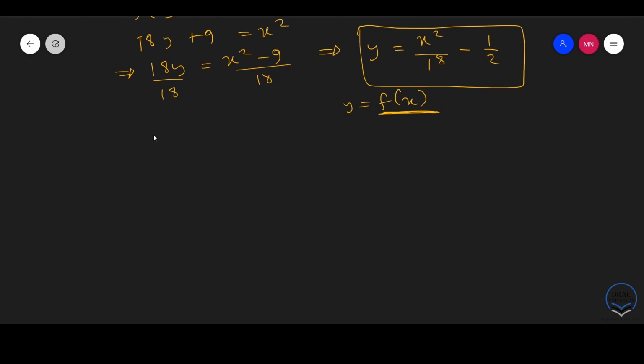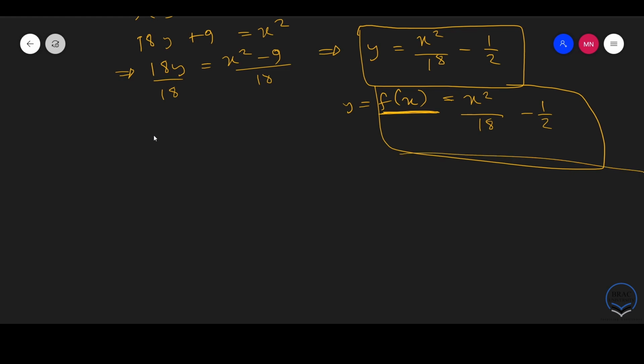But we can see that in our inverse function, f of x, which is equal to x squared over 18 minus half, we have an x squared term, meaning that there are possibly two values of x that give us the same output, right? That means that this function would be a many-to-one function, and it shouldn't have an inverse function, right?